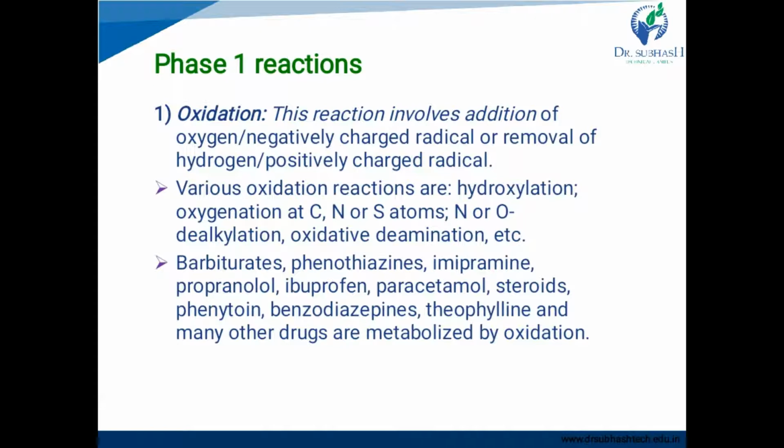You all know that oxidation reaction involves addition of oxygen or negatively charged radical and removal of hydrogen or positively charged radical. Various oxidation reactions are hydroxylation, oxygenation at carbon, nitrogen and sulfur atom, nitrogen or oxygen dealkylation, oxidative deamination, etc. And the drugs that are metabolized by oxidation reactions are barbiturates, phenothiazines, steroids, imipramine, propranolol, ibuprofen, paracetamol, etc.